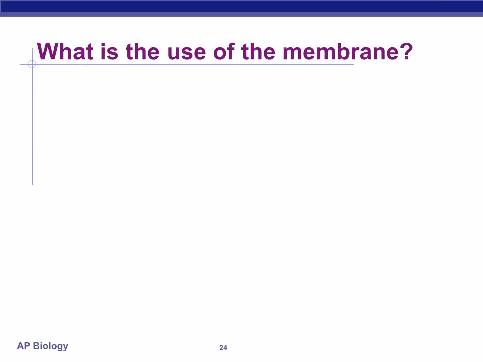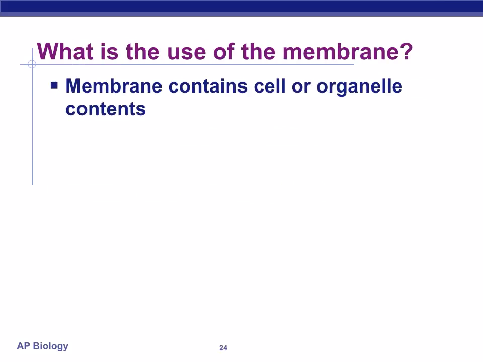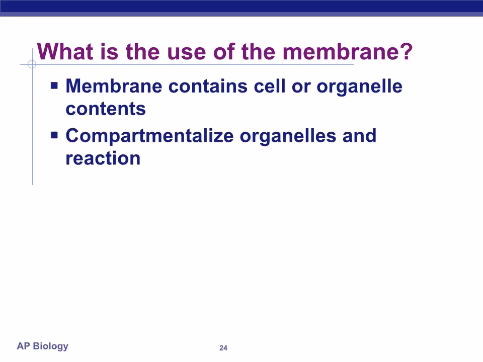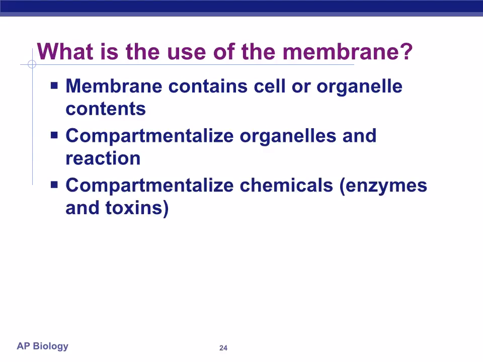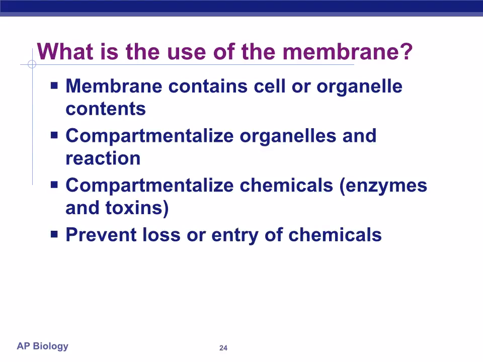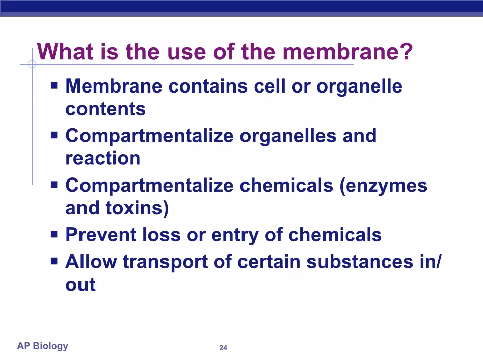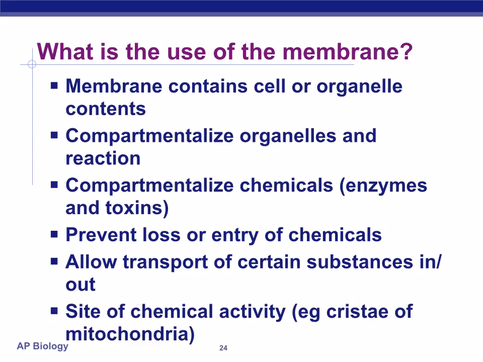And then lastly, what is the use of the membrane? The membrane contains cell or organelle contents. It helps to compartmentalize organelles in the reaction, compartmentalize chemicals, for example, enzymes and toxins, prevent loss or entry of chemicals, and allows transport of certain substances in and out. It is also the site of chemical activity. For example, when we discuss respiration, the cristae on the mitochondria are the site of respiration.